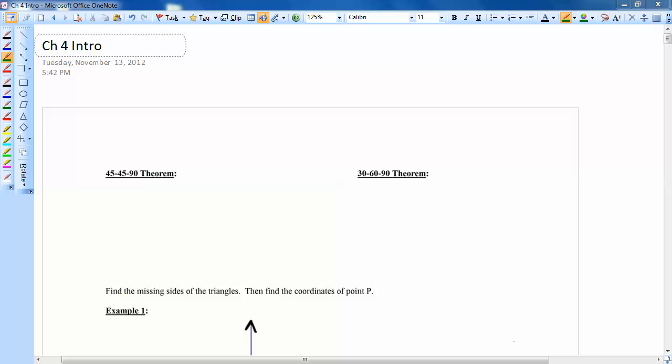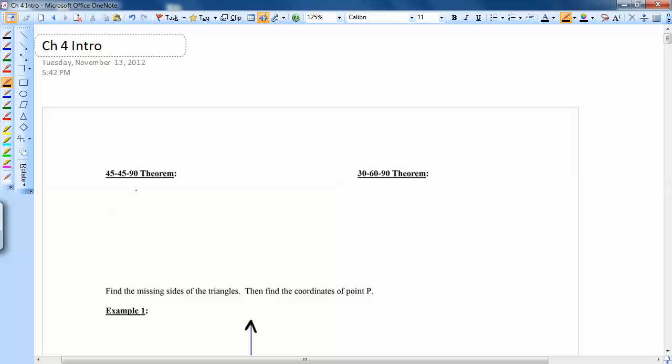Okay, so what I'd like to do is just some review of geometry. There are two theorems that come in handy, the 45-45-90 theorem and the 30-60-90 theorem, and I'm going to derive them here for you. Hopefully you remember them. And then we'll do a couple examples. So let me just do a black pen.